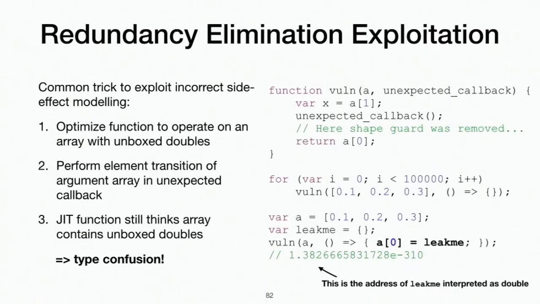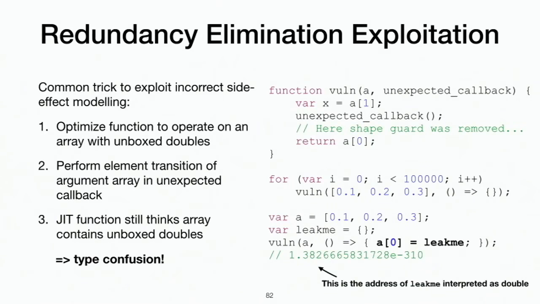But okay, so how can we use this to exploit these redundancy problems? So this is the pseudocode for such a bug where you have an unexpected callback somewhere in between your JIT code that you're compiling. And then essentially the exploit looks like this. You first optimize your function to work on arrays with unboxed doubles. In this case, this is this for loop here. It's always calling it with an unboxed double array. Then you call it again, and this time in this callback, you transition the array to now store objects.